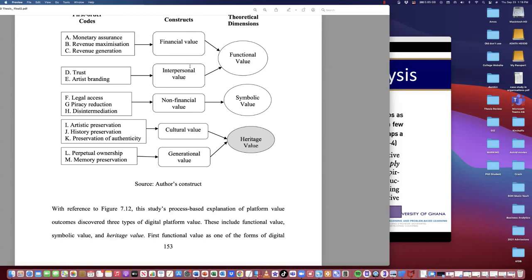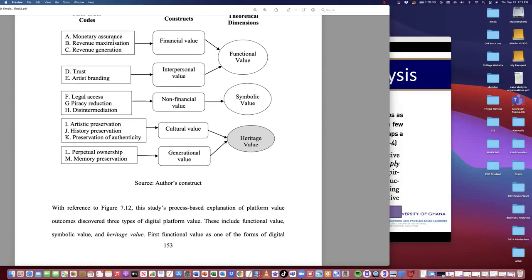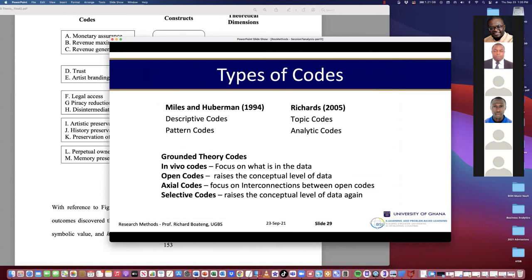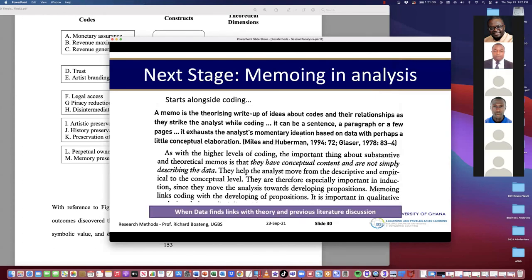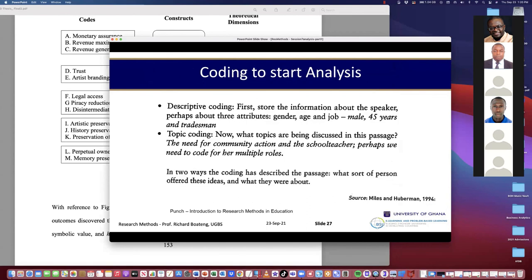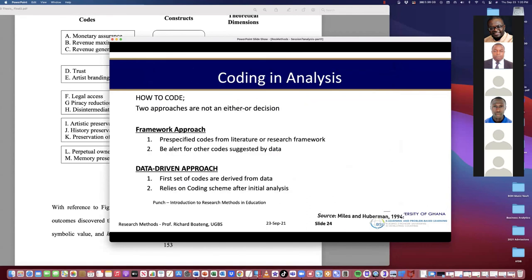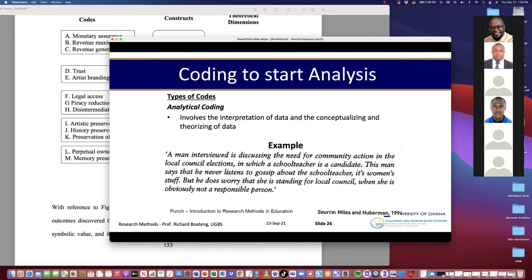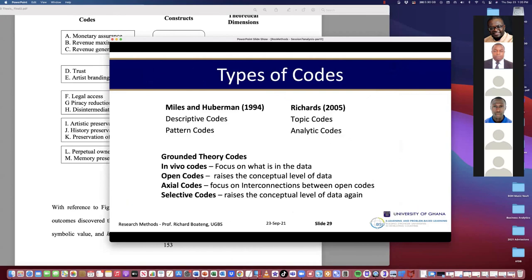So it means that financial and interpersonal were part of what he talked about. But to be able to identify them, he identified them as this in the study. And he led to this. That's why I said that you can be informed by the theory, or you can be informed by the data. I hope I've answered your question.